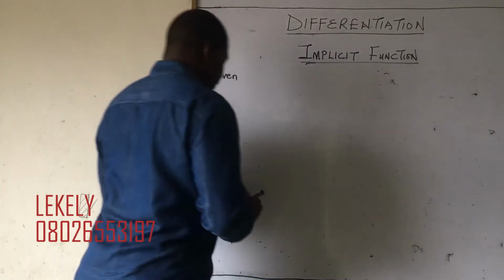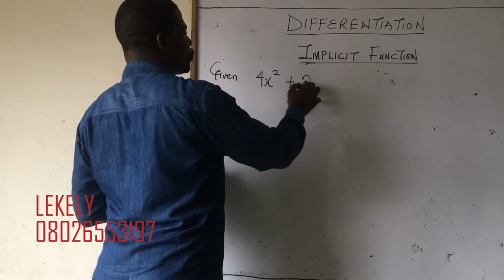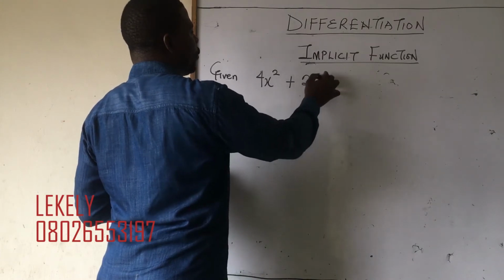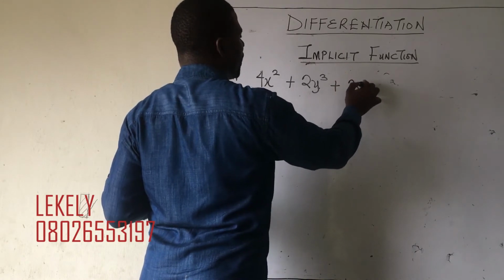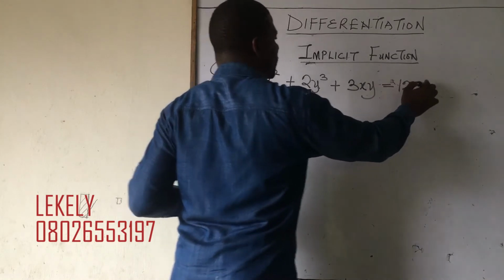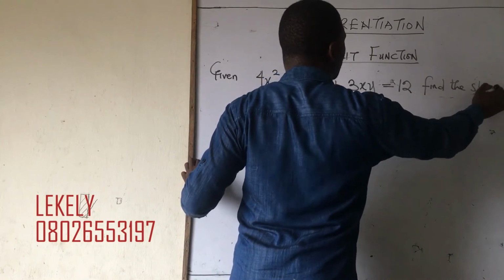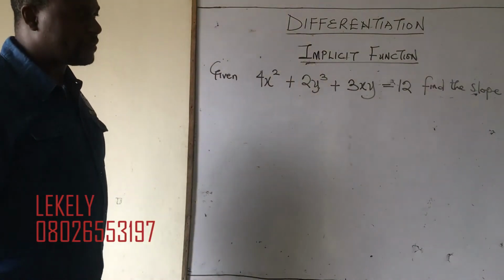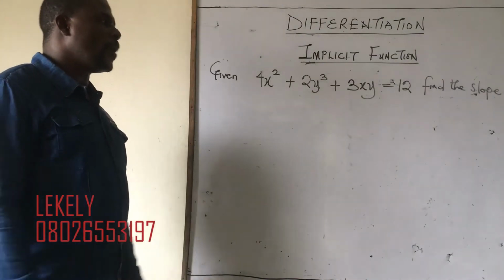Now look at this question again. Let's say you have 4x squared plus 2y cubed plus 3xy equals 12. Find the slope. Don't forget, slope is the same thing as differentiation. It's the same thing as derivative. It's the same thing as dy dx.